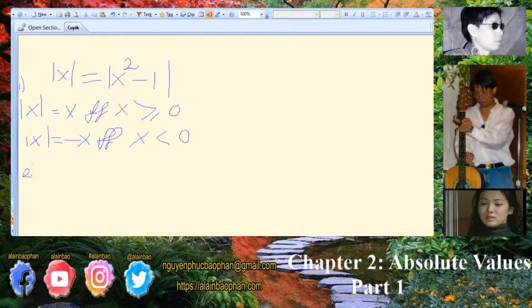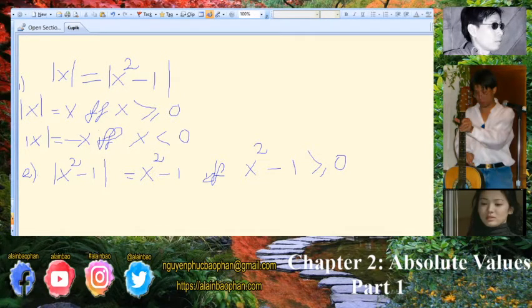Okay, and then case number 2, we need to break down the second absolute value. So number 2, we have absolute of x square minus 1 equals itself, x square minus 1, if x square minus 1 is greater than or equal to 0. This inequality we will show later. We don't need to show it now. Right now we just need to break it down.